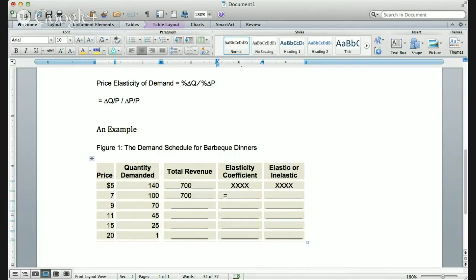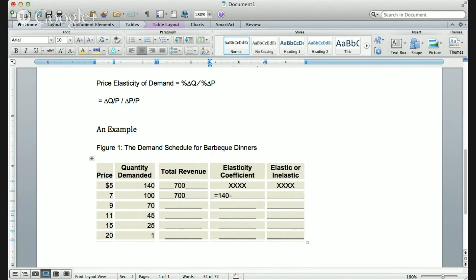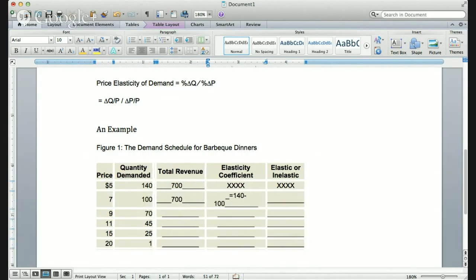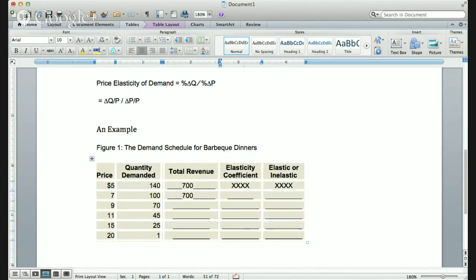So notice we're starting with a change in quantity. Well, what happened in quantity? We had 140, and now we have 100. So it's the difference. I'm actually going to write these out up here, so we're going to say we started with 140, now we have 100. So that difference is 40. That's the change in quantity. It changed by 40. We divide that then by the price, and this, by the way, is the starting price, always the starting price. So the starting price we used was $5.